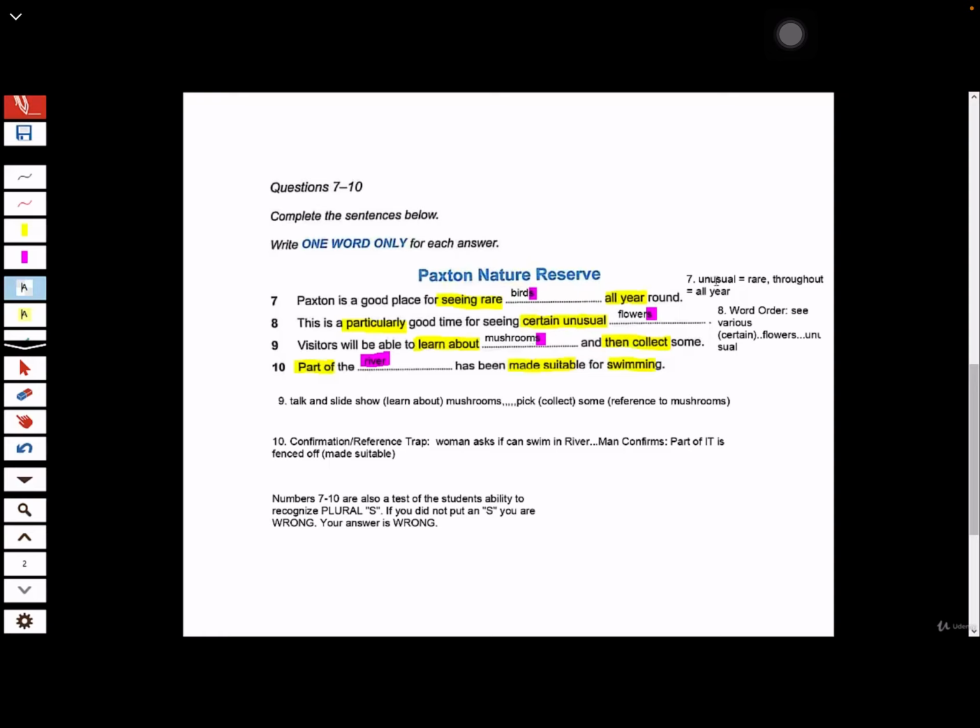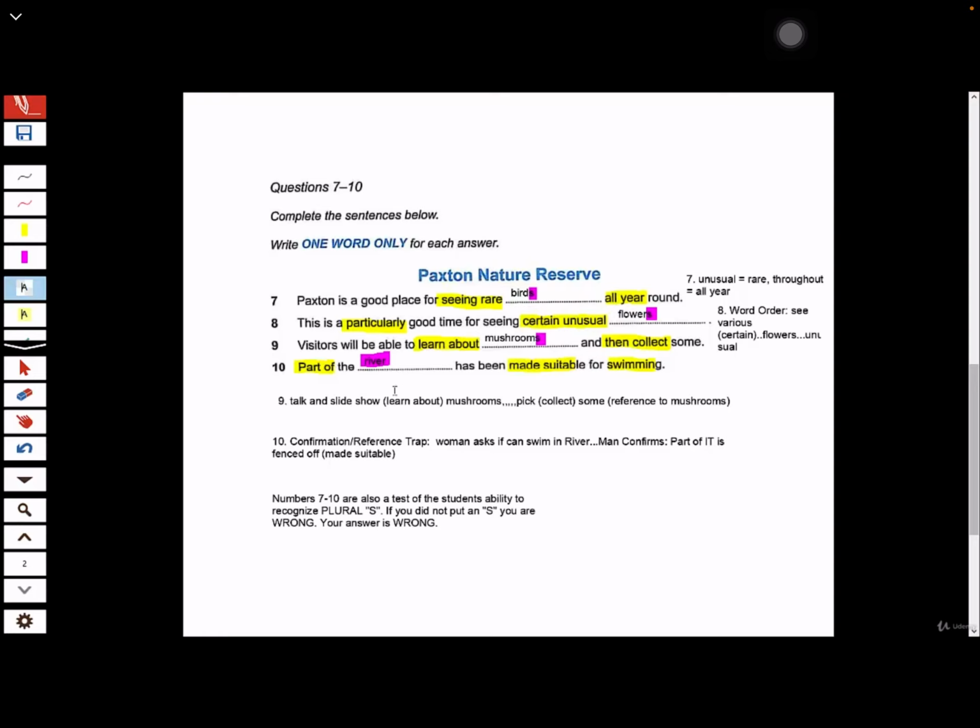Number 7, unusual equals rare. Throughout equals all year. Number 8, they played around with word order. The first they said various, which equals certain. Flowers are unusual, right? So they switched up the word order of flowers and unusual.